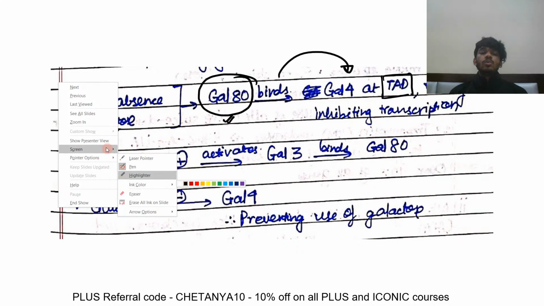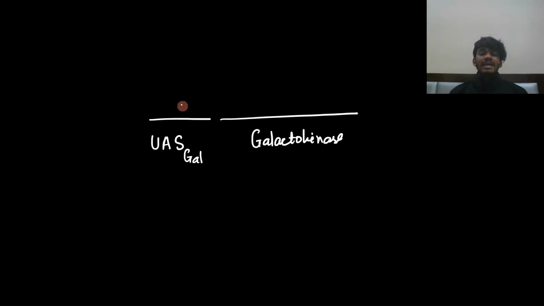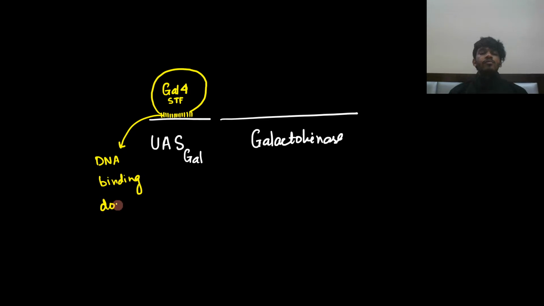So what did I just tell you? Look at my screen again. There was a gene required for galactose metabolism. Let's do it with an actual gene. Let's say this is the gene for galactokinase, and there is an upstream activating sequence for this gene, UAS GAL. On this gene, there is binding of GAL4 via zinc finger domains. Galactose 4 is a specific transcription factor, so it has a DNA binding domain, and with the help of zinc fingers, it will remain bound here.